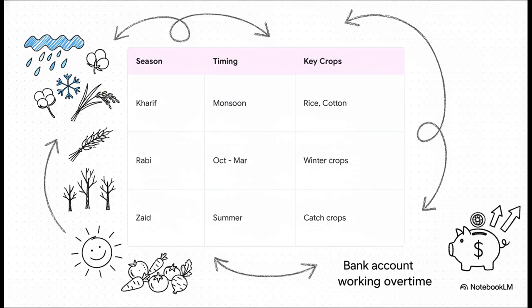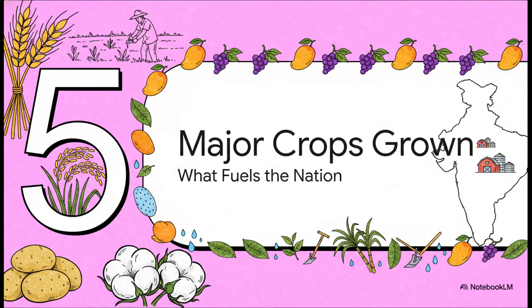First up is the Kharif season, which rides the southwest monsoon, making it absolutely perfect for tropical crops like rice, cotton, and jute. Then, as winter sets in from October to March, we transition to the Rabi season for our winter crops. Finally, there's a short, intense summer window called Zaid, where farmers squeeze in quick catch crops, vegetables, and fruits. By stacking these seasons, farmers keep that bank account working overtime, multiplying the productivity of a single patch of dirt.